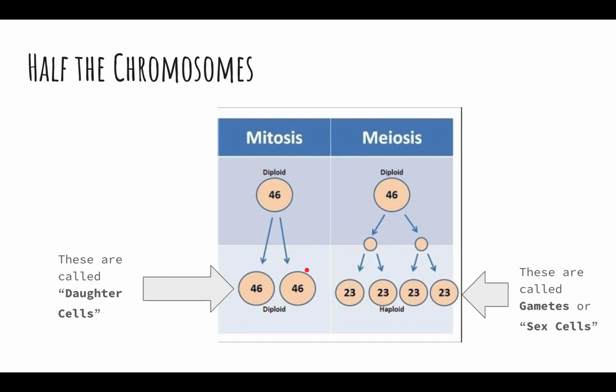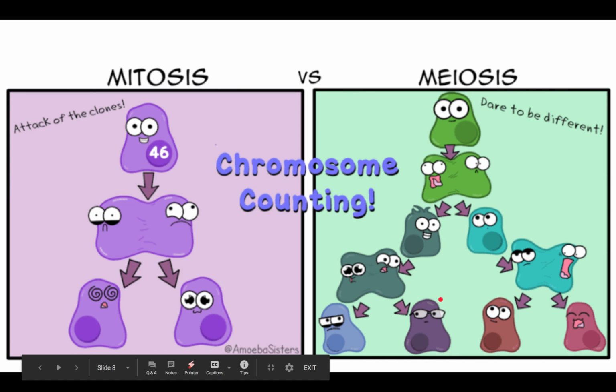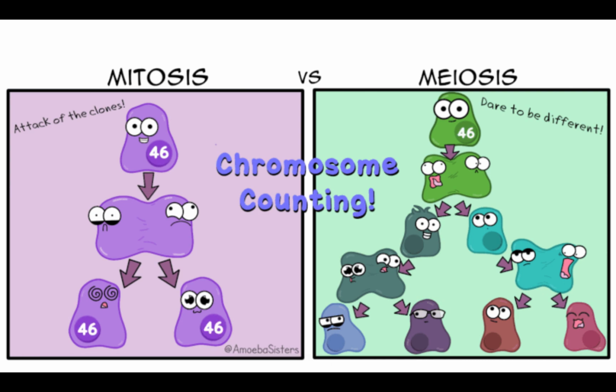Here's another chart that might help you figure out the differences between them. That on the left, mitosis starts as diploid and ends as diploid, but with meiosis, starts as diploid and ends in 4 haploids. Now, Amoeba Sisters made this cool GIF for us also.